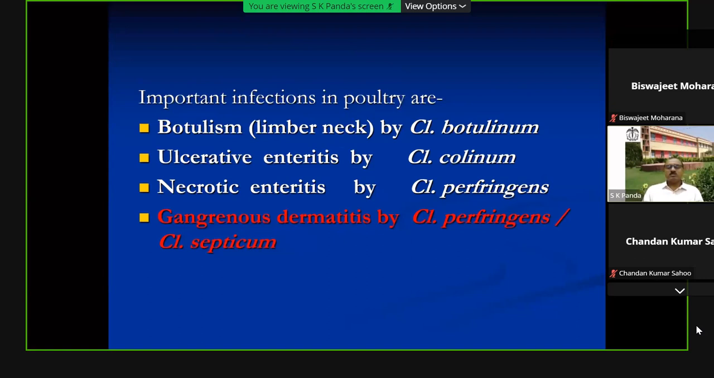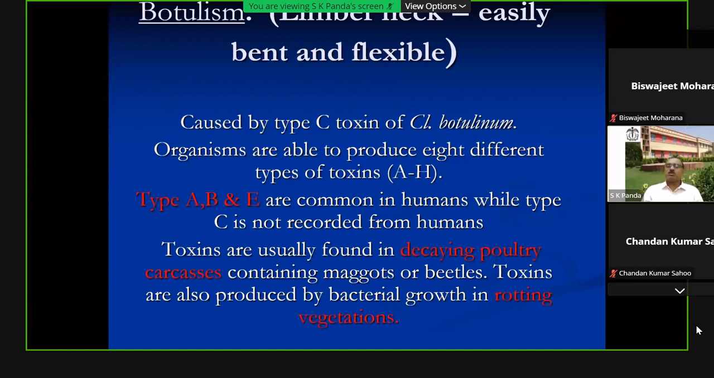Besides, botulism is very, very common in birds. As I was discussing, some of the birds die due to limber neck or botulism, because Clostridium botulinum is mostly present in the decayed carcass. Lots of birds die, mostly flying birds, migratory birds. They die in large numbers due to botulism. Botulism or limber neck is very easy to recognize, because you can see it from outside: bending of the neck, flexibility of the neck.